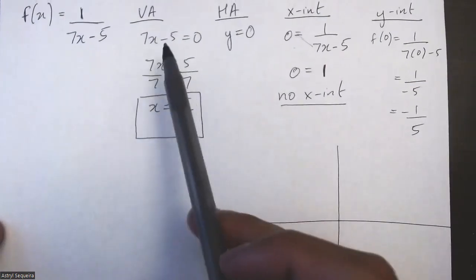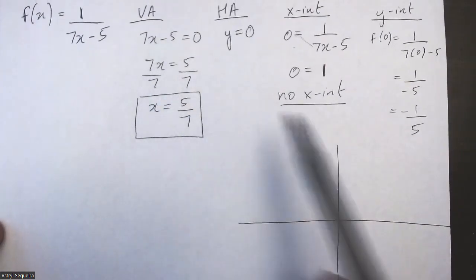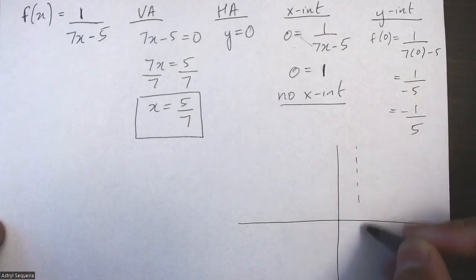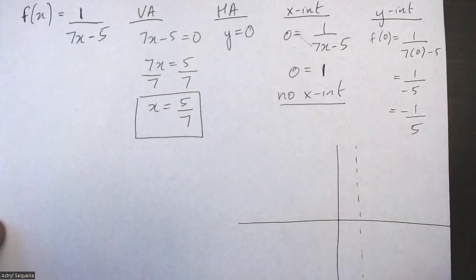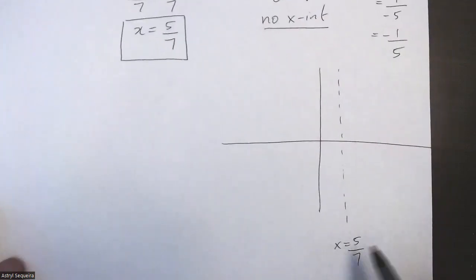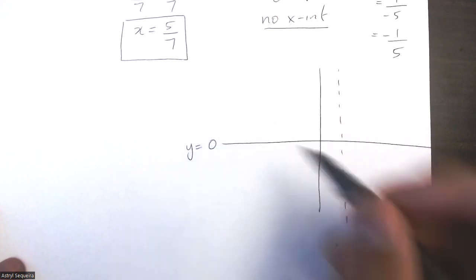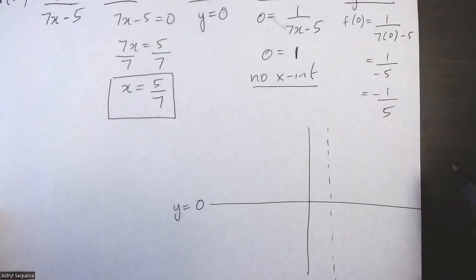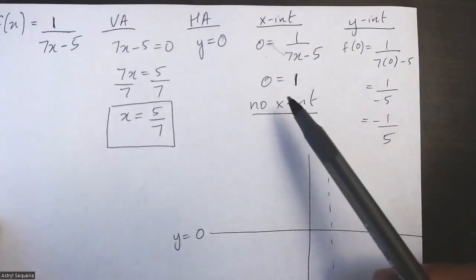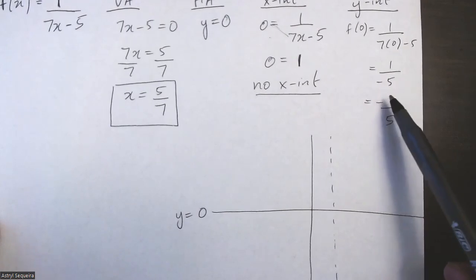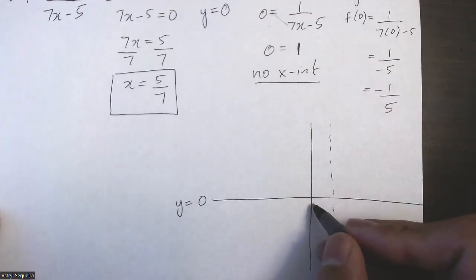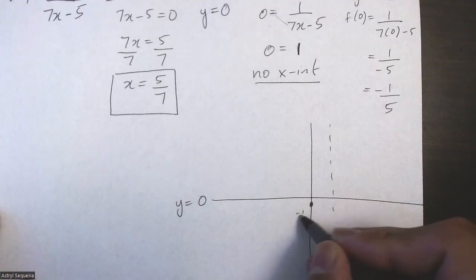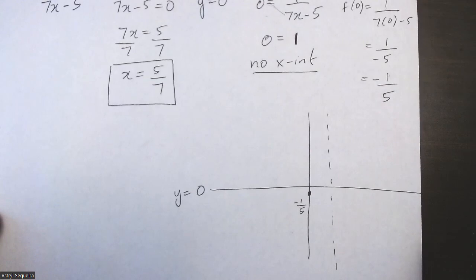So I know that I have a vertical asymptote at positive 5 over 7. Let's assume that's somewhere over here. x equals 5 over 7. And then I know I have a horizontal asymptote at y equals 0. So that's just on the x-axis. I have an x-intercept of, well, there's no x-intercept. And I have a y-intercept of negative 1 over 5. So there's a y-intercept over here, which is basically negative 1 over 5.